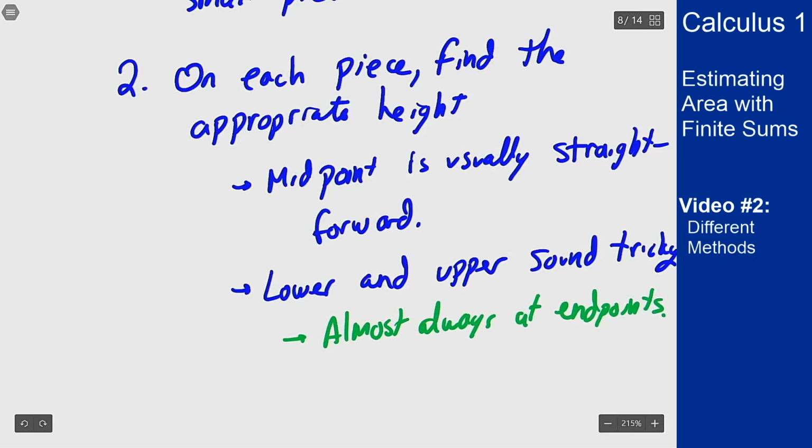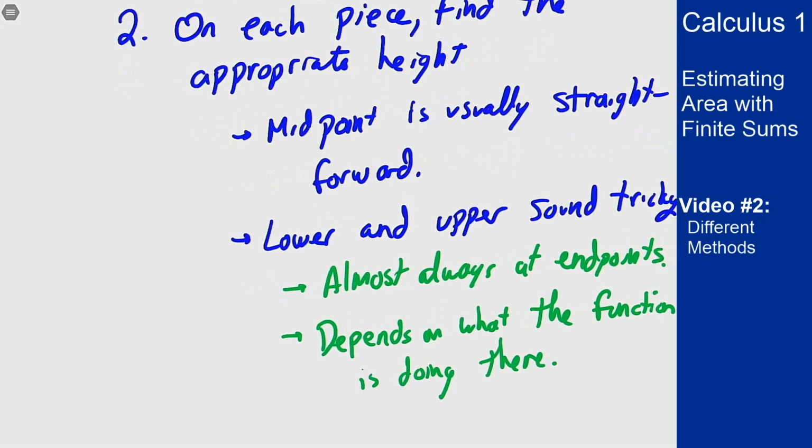If you know what the function is doing on that interval, you can say, okay, I know the value at the right endpoint of the subinterval is going to be always bigger than the one at the left end. So the upper sum will involve me taking the right endpoint for my height, and the lower involves taking the left endpoint for my height. Let's now work this out from an example.